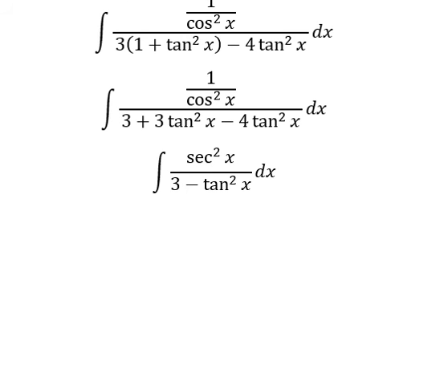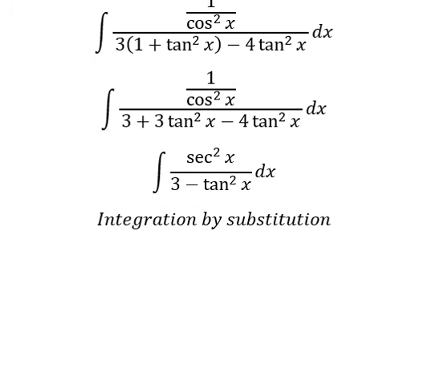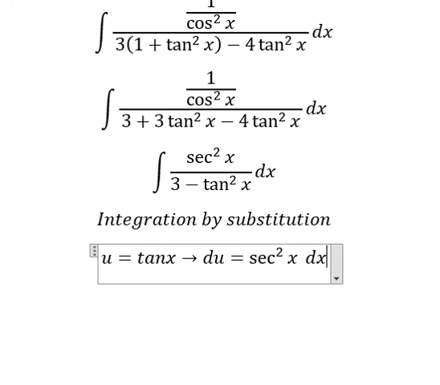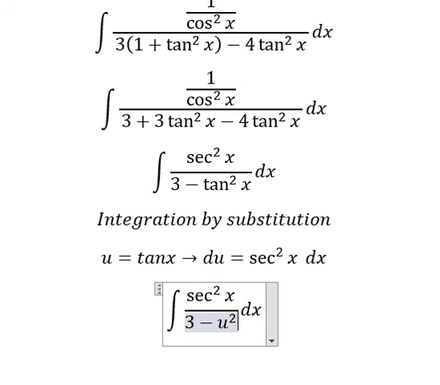Now we need to use integration by substitution. So I will put u equals tan x, du, we got secant of x squared dx. So we put this one into u and we have u squared. This one we change for du.